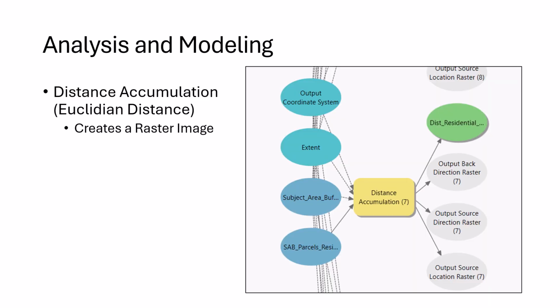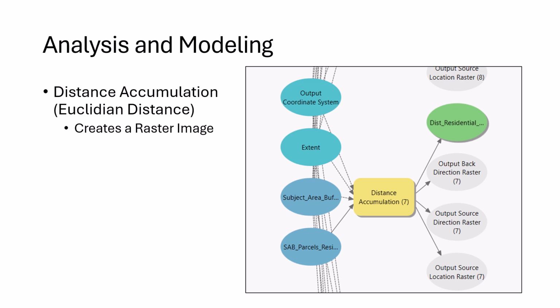For each of these feature classes that I had just created, I ran the distance accumulation tool, which creates a raster image showing the distance from the input data within the subject area. This replaces the Euclidean distance tool. Carr and Zwick use the Euclidean distance. However, ArcGIS Pro no longer supports Euclidean distance. It's still available in ArcGIS Pro, but they recommend you use distance accumulation.